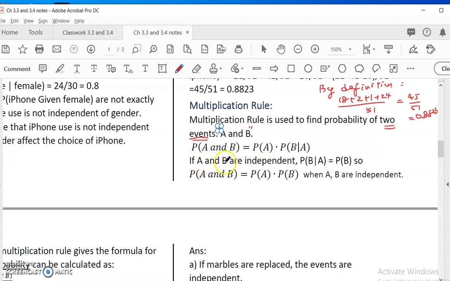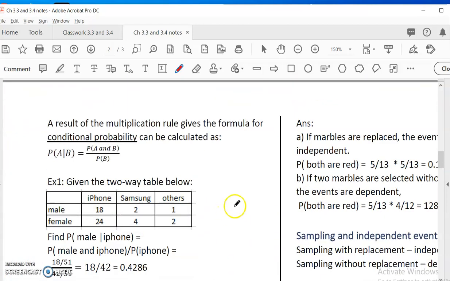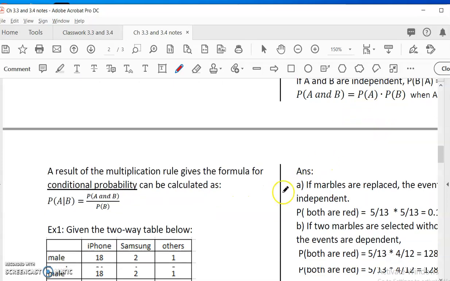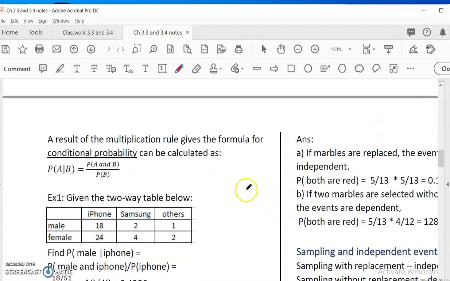So in general, if A and B are independent, remember, when A and B are independent, then whether you use B happening after A or just B, they're the same. So if they are independent, the probability of A and B is probability of A times probability of B. This is a special case only when A and B are independent. The first formula is the general multiplication rule. But if A and B are independent, I can replace this just by B, because whether A happens or not does not affect B.